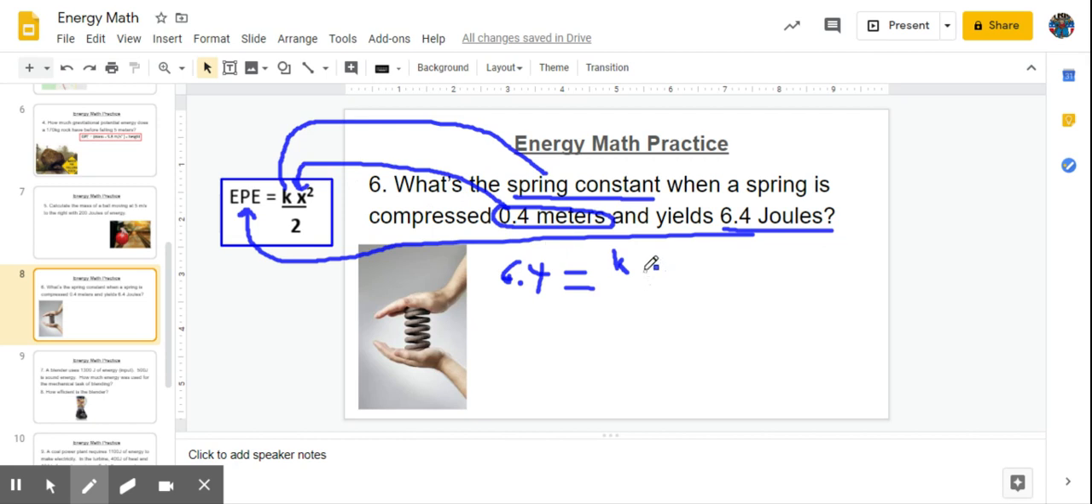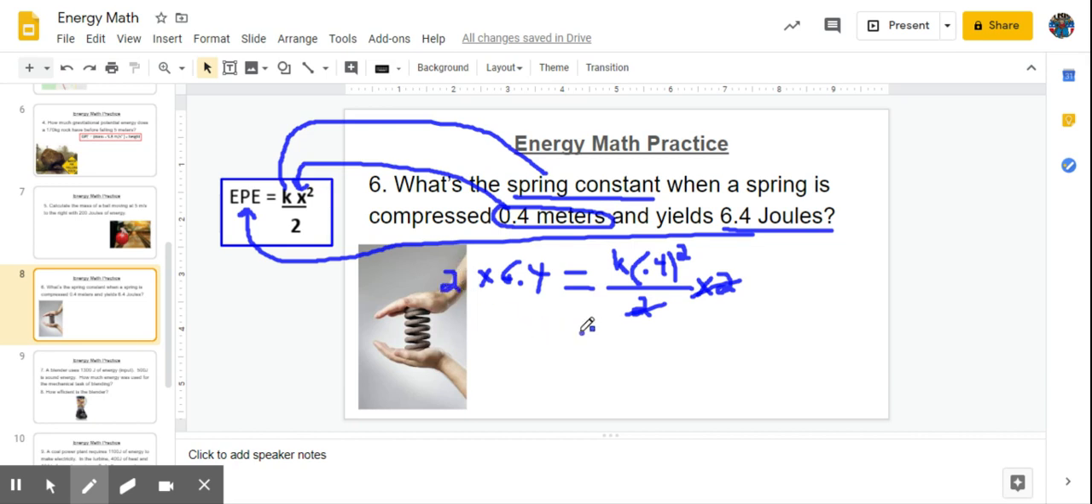So that is 0.4, and don't forget, according to the formula, you have to square that. We only square that. We don't square anything else, just the x value. And all that's divided by 2. To clear out my fraction, I multiply both sides by 2, crosses off there. I'm going to multiply this by 2.